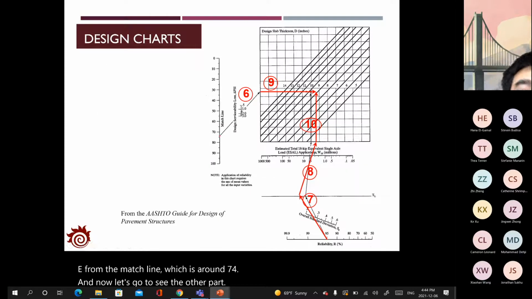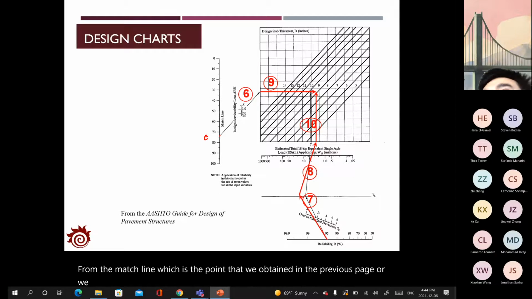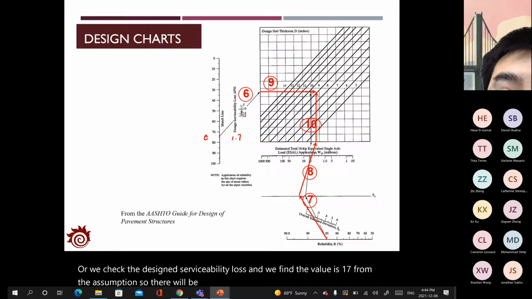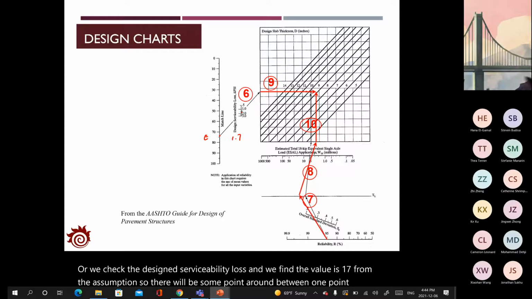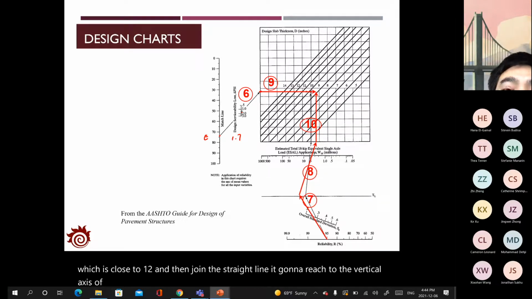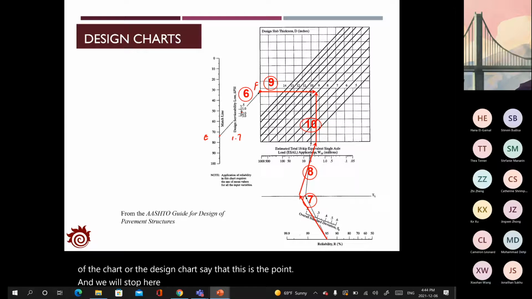And now let's go to see the other part. From the match line, which is the point E that we obtained in the previous page, we check the design serviceability loss, and we find the value is 1.7 from the assumption. So that will be some point between 1.0 and 1.2, close to 1.2, and then draw a straight line. It's going to reach the vertical axis of the design chart. Say that this is F, the point F. And we will stop here.